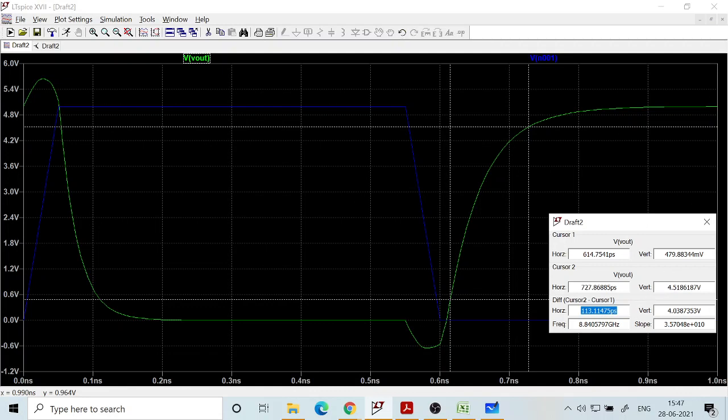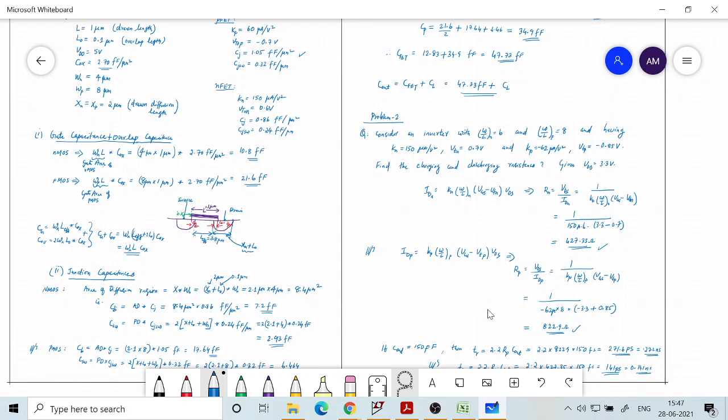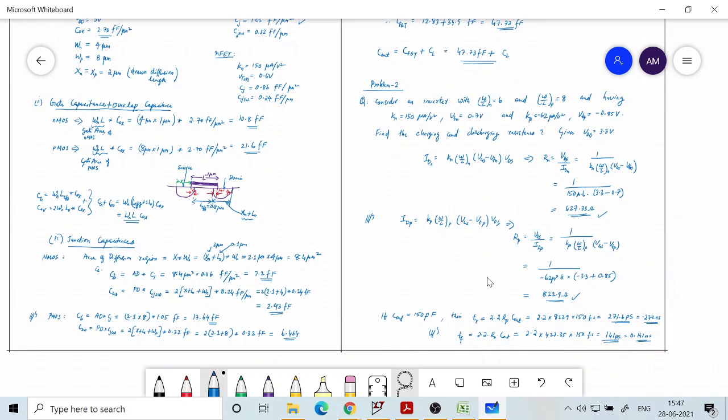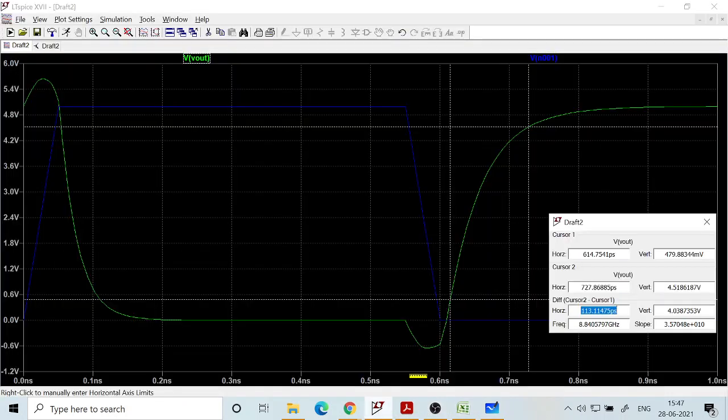So we are getting 113 picosecond. Now in our problem, for the parameters that we have taken, we got rise time as 271 picosecond. Okay, so this is the kind of value that we were looking for. Okay, of the order of 100 200 picosecond, that is the rise time.